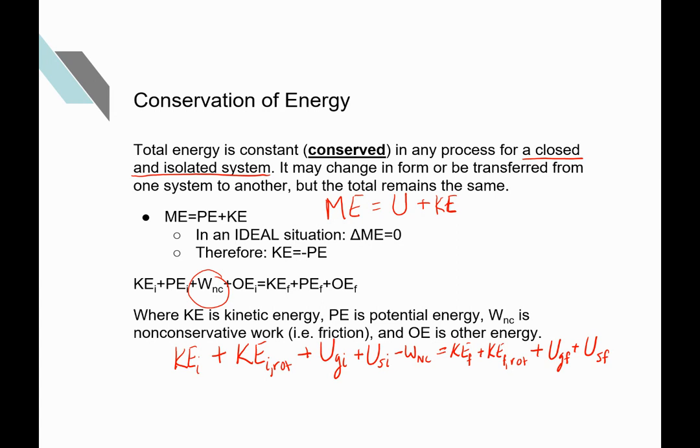Now, here's the deal. If you don't have kinetic energy in the beginning, go ahead and cross it out. If you don't have rotational energy in the beginning, cross it out. In these problems that we're going to be doing in this unit, I know I'm not going to have rotational kinetic energy, so I'm going to go ahead and cross those out right away. So whatever you don't have, you can cross it out, or whatever is going to be the same on both sides, you can cross it out. Okay.